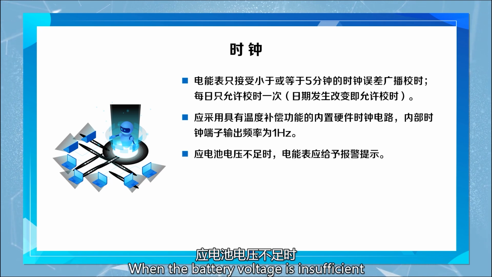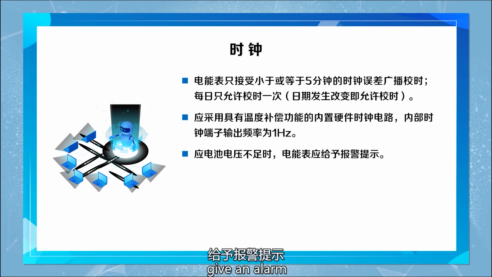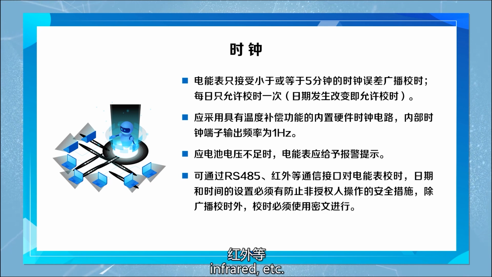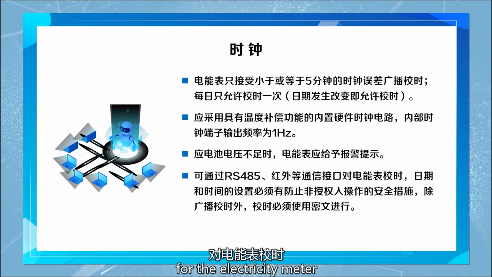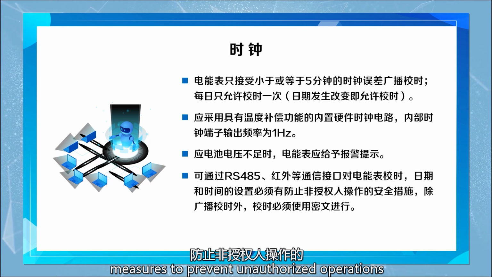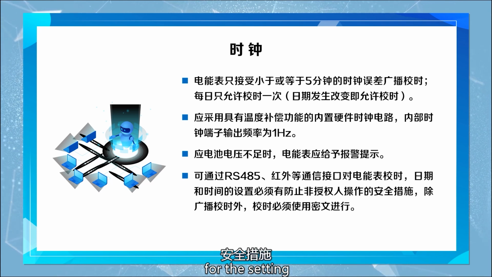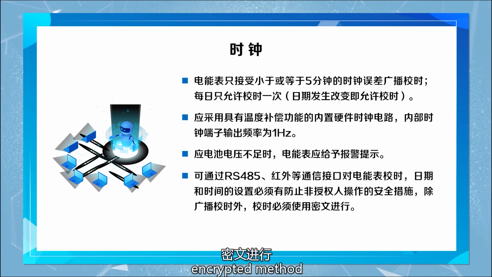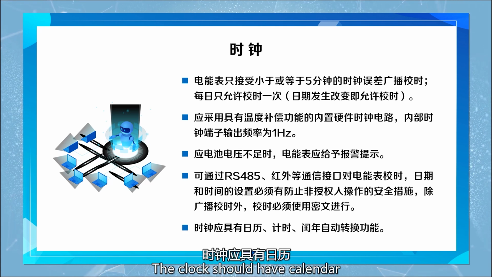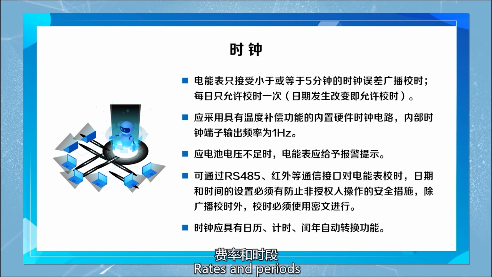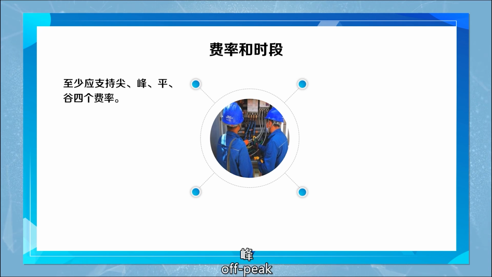When the battery voltage is insufficient, the electricity meter should give an alarm. The clock can be calibrated through the RS485 and infrared communication interfaces of the electricity meter. To set the date and time, there must be measures to prevent unauthorized operations. Besides broadcast time calibration, calibration must use a separate method. The clock should have calendar, timing, leap year, and automatic conversion functions.